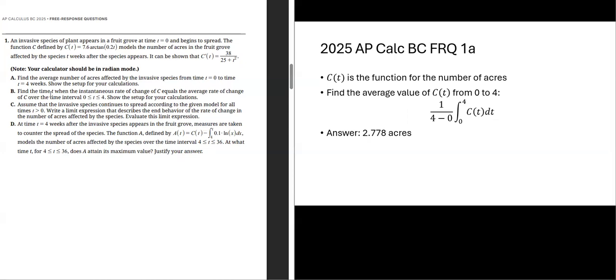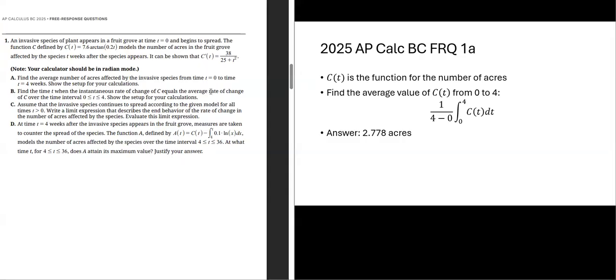Okay, part B. Find the time t when the instantaneous rate of change of C equals the average rate of change of C over the time interval from 0 to 4. Show the steps for your calculations. What is average rate of change and what's instantaneous rate of change? Instantaneous rate of change is the derivative. That's C prime. Okay. Now what's average rate of change?